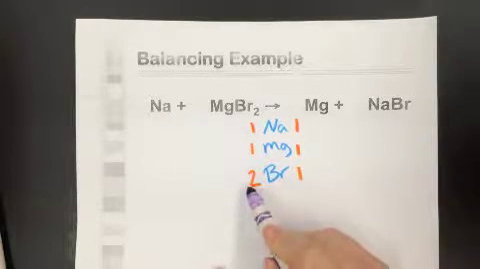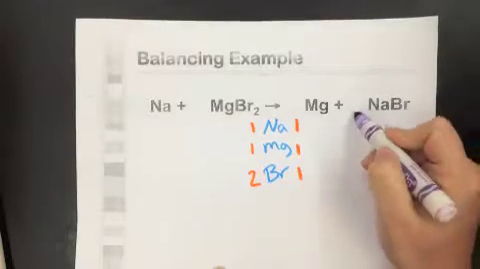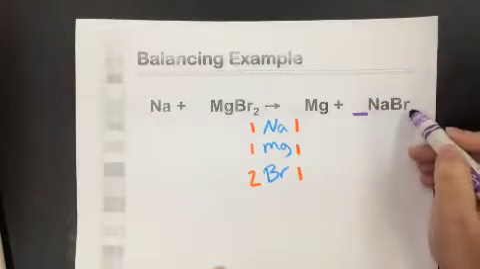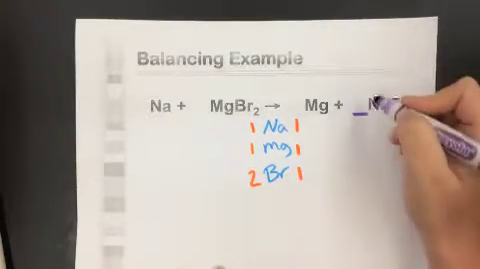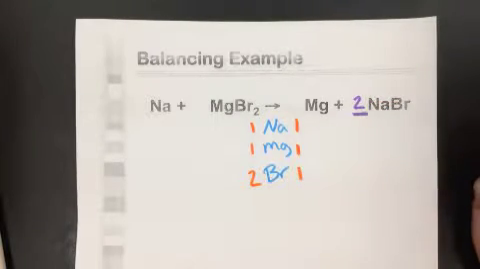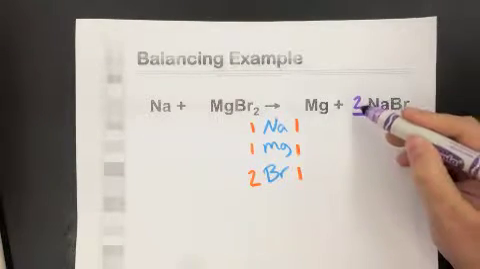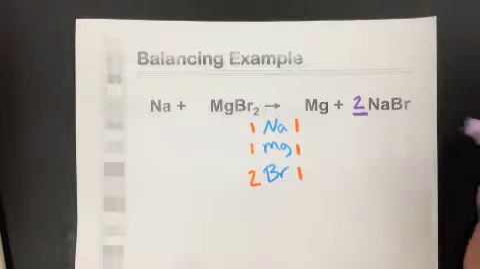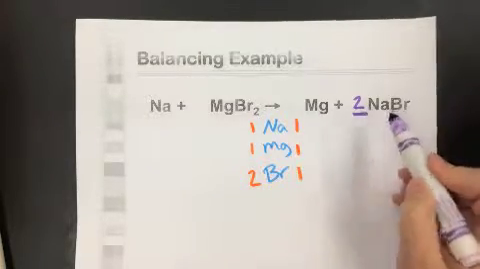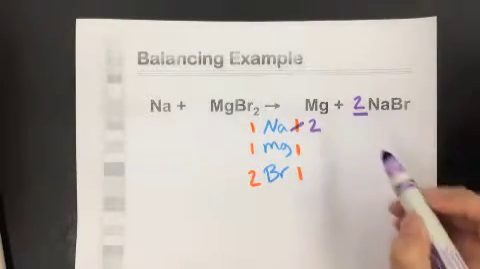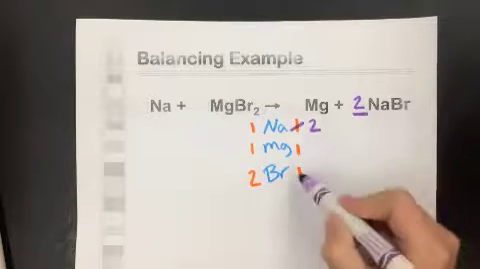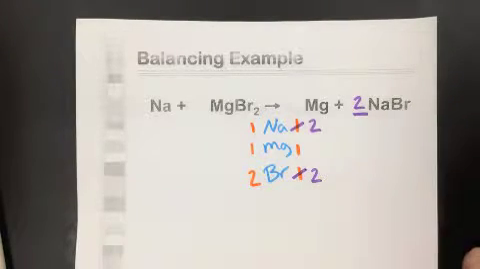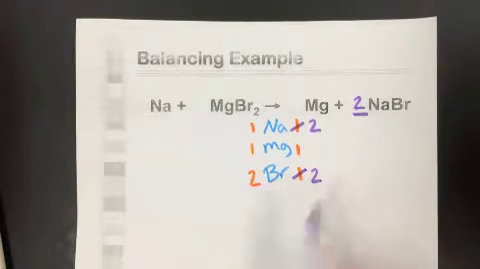So for bromine, we have 2 on the left, 1 on the right. So simply ask yourself, what times 1 equals 2? So your answer for that question should be 2. So now every time you put a coefficient, recount. Sodium is now 2 times 1, which gives us 2. Br is now 2 times 1, which is 2. So bromine's good, but Na is not. We now have 1 and 2.